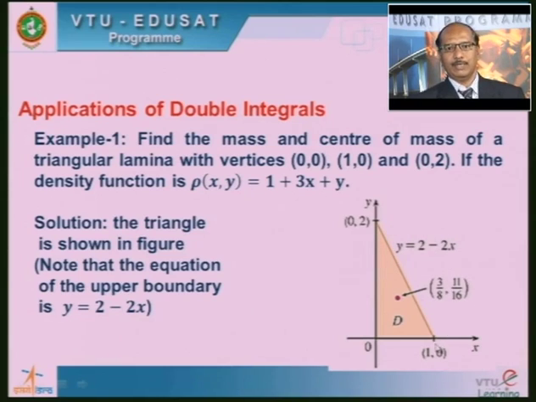So, when x is equal to 1, if you substitute, y is 0. So, it is correct. When x equal to 1, 2 minus 2, y is 0. And also you check this point: when x is equal to 0, y is 2, so (0,2) is another point. So, the straight line equation is y equal to 2 minus 2x. The triangle is shown here, its vertices are given. Note that the equation of the upper boundary is y equal to 2 minus 2x. The lower boundary of y is 0, and the upper boundary is this.